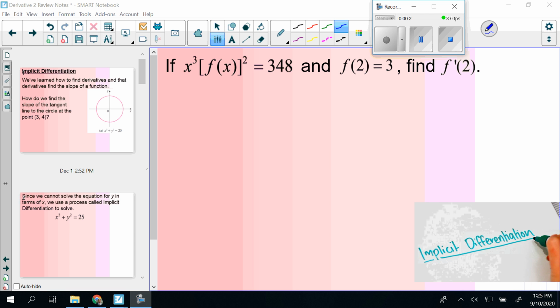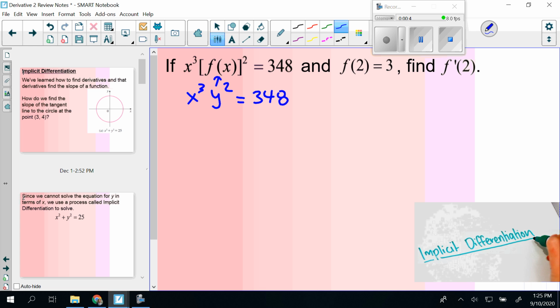What you got to remember here is that f of x, another way to write that is y. And so if we just put y in there, now this looks a lot like that implicit differentiation problem. And that's what we're going to use to solve it. But there's some other information you got to catch from this too.